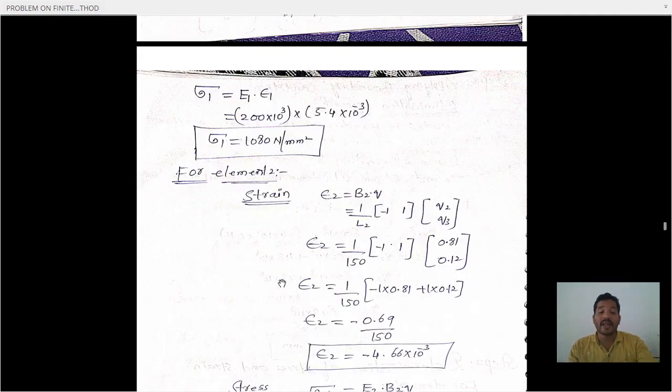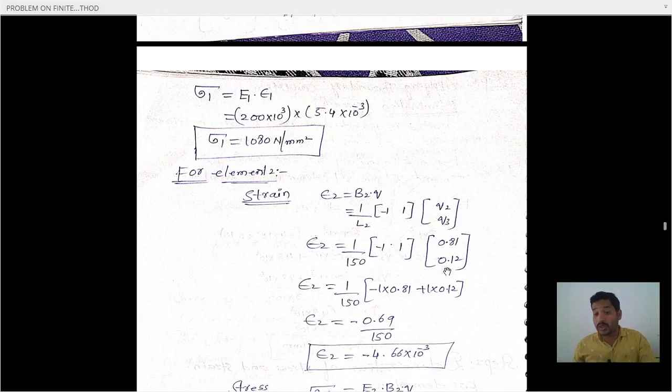After that, we need to find the strain for the second element. The same procedure is followed here. Strain e2 is equal to the B matrix into the nodal displacement. B2 is 1 by L2 into minus 1, 1, times Q2 and Q3. The length L2 is 150, so 1 by 150 into minus 1, 1, and the Q2 value is 0.81.